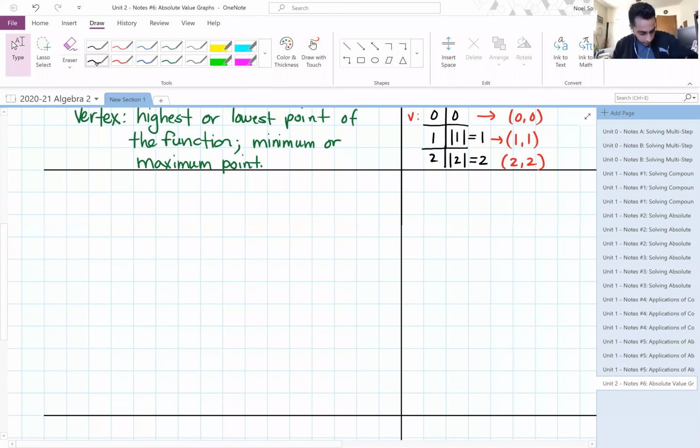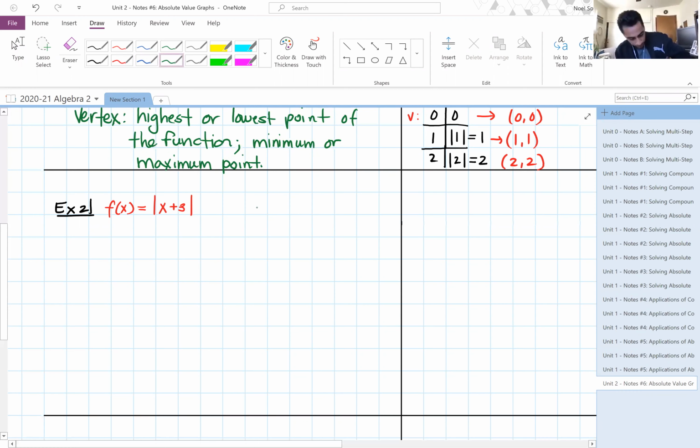Okay, next example, still pretty easy, pretty straightforward. What I'm going to do this time is we're not going to do the table. I'm going to show you a shortcut, all right? How to graph the V shape without making a table, because there is a nice little pattern that we can use. So the function here is f of x is equal to absolute value of x plus 3, okay?